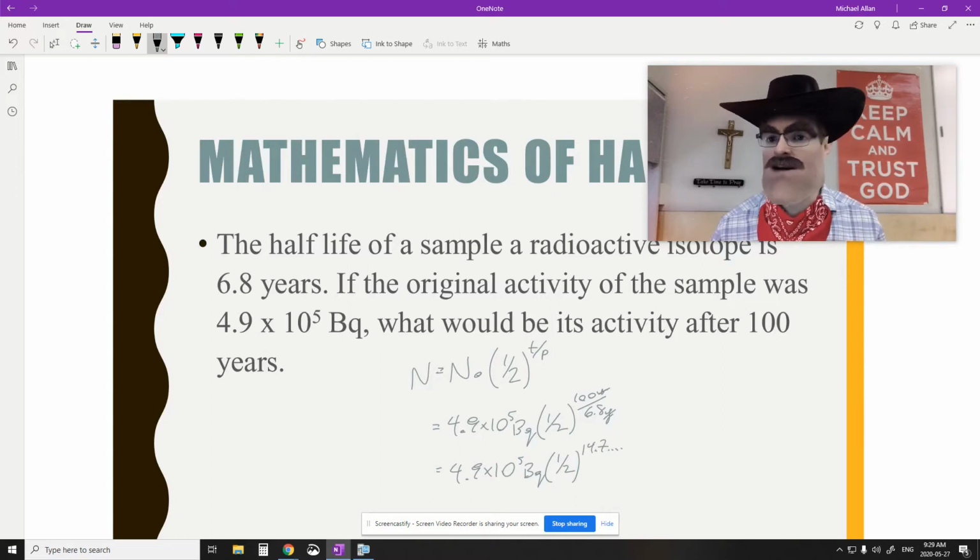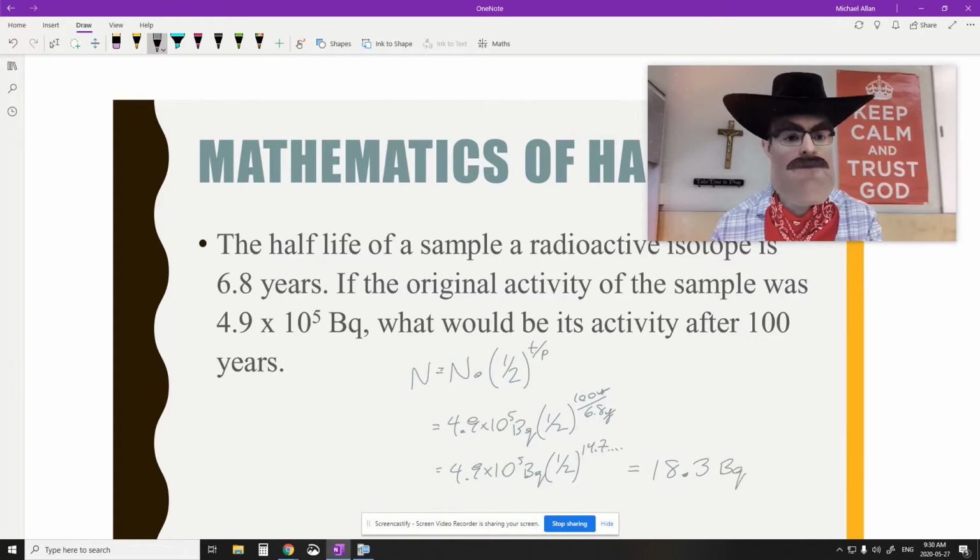So I'm just going to pull my calculator out here. It's on the other screen, so you can hear me clicking away on my mouse. That's what I'm doing. I'm going to put my answer in there. I'm not going to use just 14.7, I'm going to use all the decimals. So after 100 years, I'm going to have an activity rate of 18.3 becquerels. There we go.